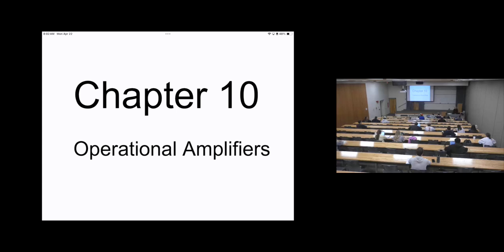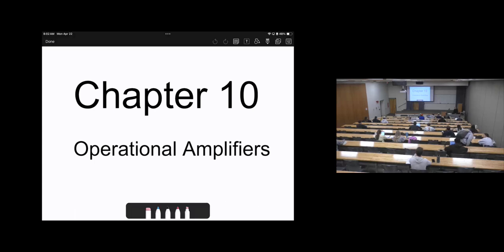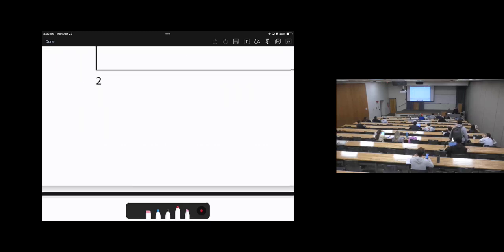So what does operational amplifiers mean? What's the importance of this? Operational amplifiers are basically electronic circuits, and these electronic circuits can be used to amplify any signal. So before going to the operational amplifiers, I'm going to discuss a little bit about electrical signals in general.